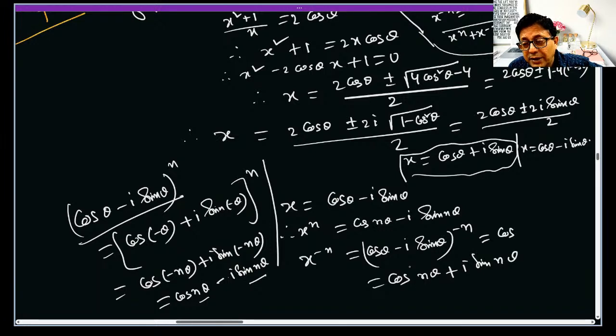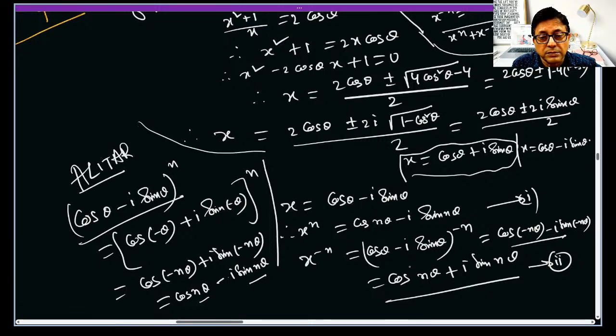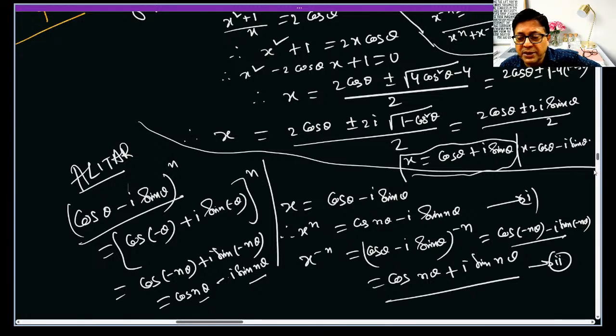You can write one step here. Cos of n minus n theta. So on simplification, it gives us like this. Now this is 1 and this is 2. This is an alternative method. We got the same thing.